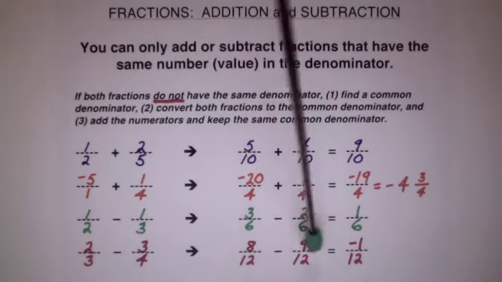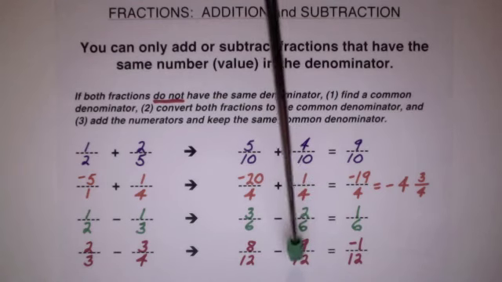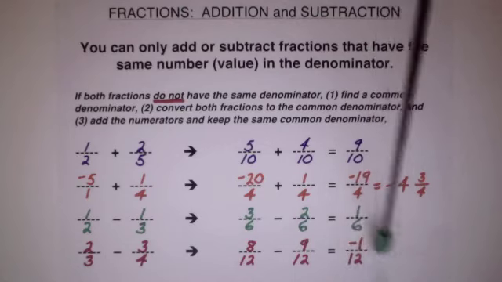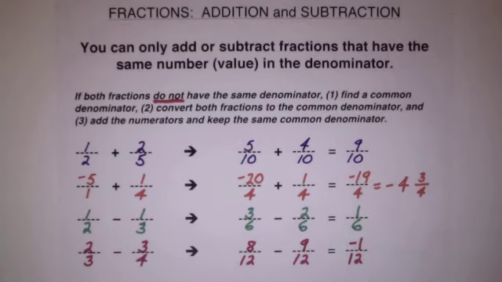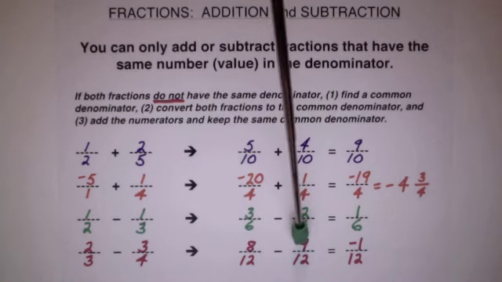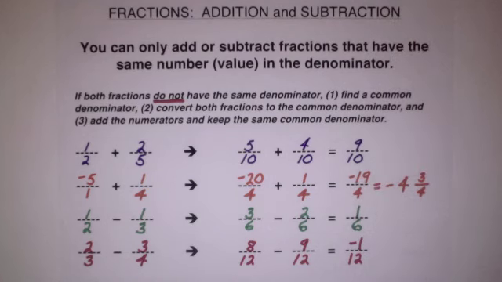I have 12 in the denominator of both fractions. My answer, therefore, has 12 in the denominator. This is the common denominator. 8 minus 9. I am taking 9 away from 8. 8 minus 9 equals -1.